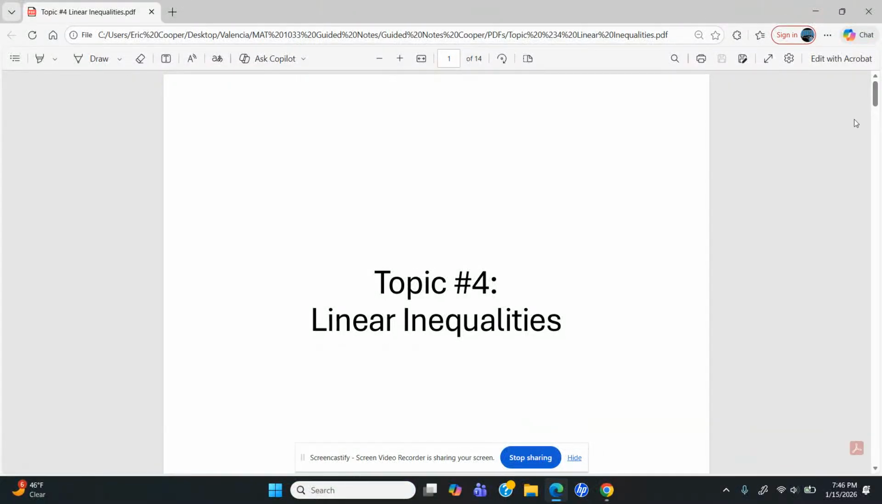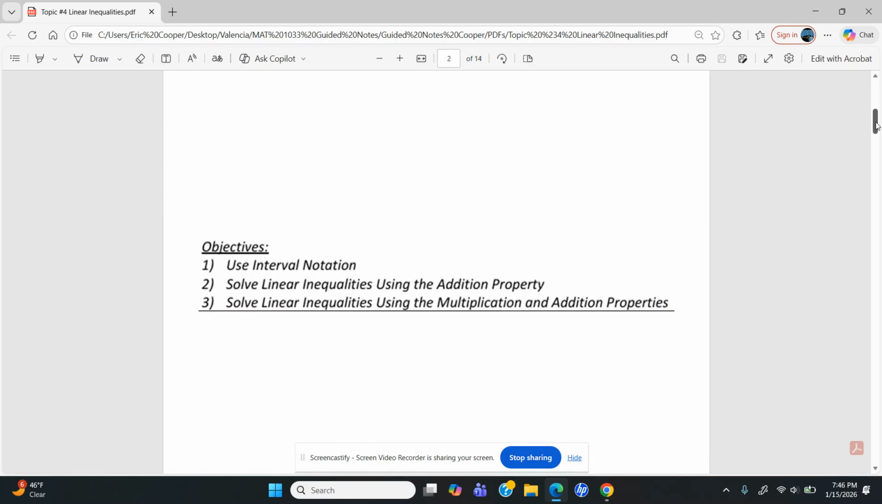Hello everybody, and welcome to topic number 4, linear inequalities. Here are our objectives for today's notes. We're going to show you how to solve linear inequalities using different types of properties. As well, we're going to show you how to successfully write answers in interval notation.